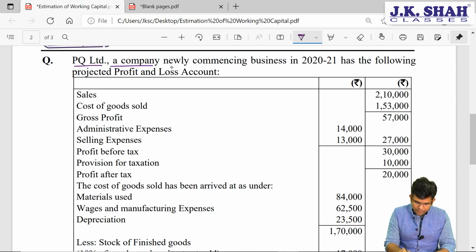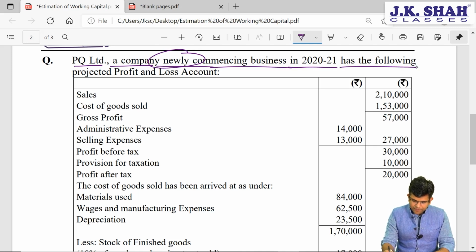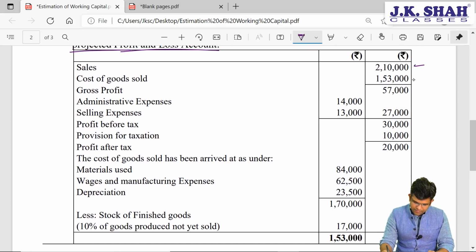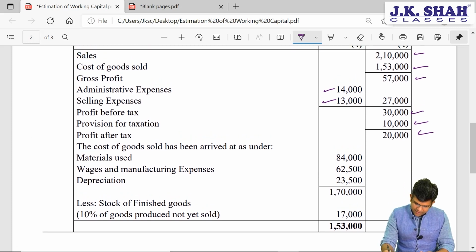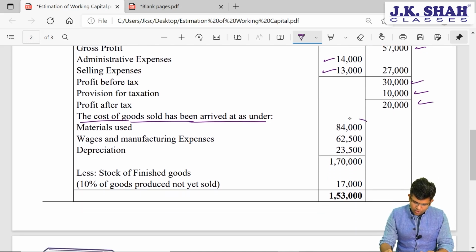PQ Limited, a company newly commencing business, correct, in 2021 has the following projected profit and loss account. So they have given to you sales minus COGS will give gross profit, minus admin overheads, selling and distribution overheads will give EBT, minus tax will give NPAT. Then regarding this particular COGS, they are saying that the COGS has been arrived at as under: raw material consumed, wages, depreciation, and then less stock of finished goods will give you COGS.